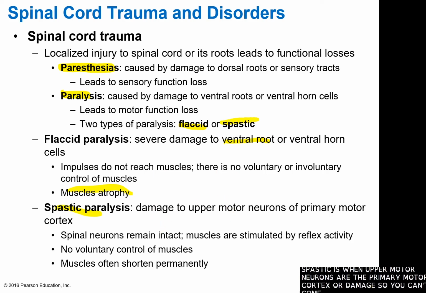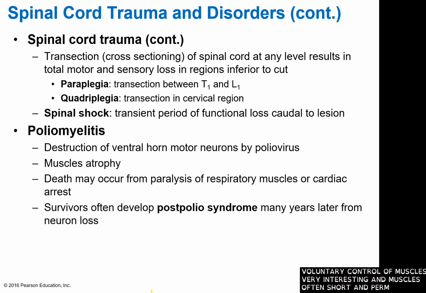So you can't control output. It's only reflexes that are still working. So muscles are stimulated by reflex activity. So you step on a Lego, you jump off that Lego, but you can't tell yourself to control that output. It's only reflexes that are working. So there's no voluntary control of muscles. Very interesting. And muscles often shorten permanently because of this.